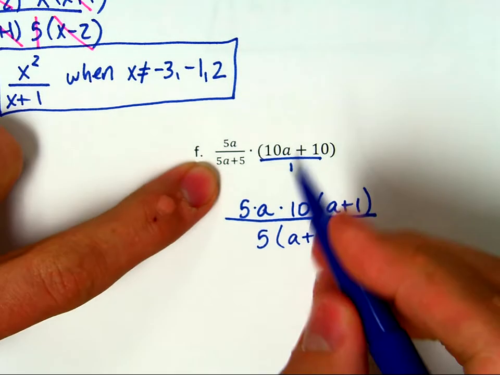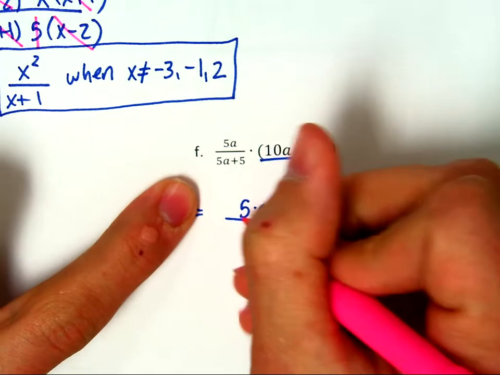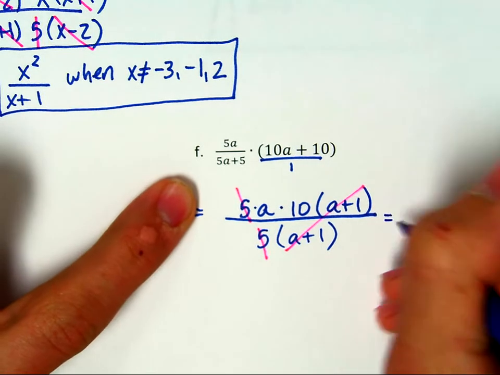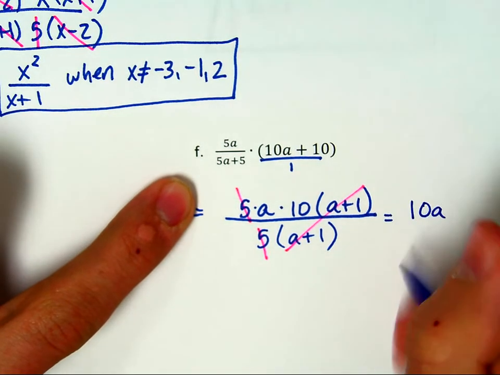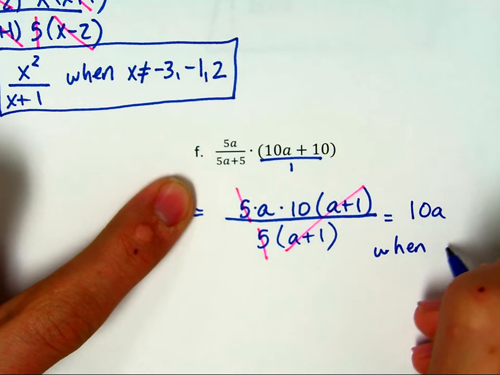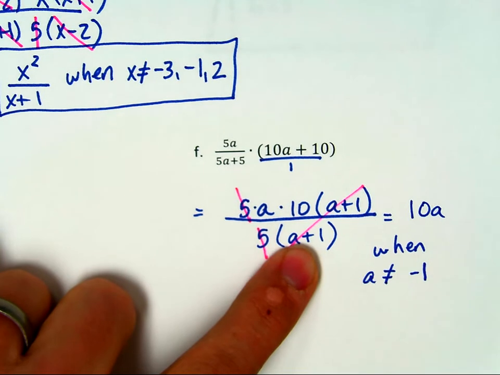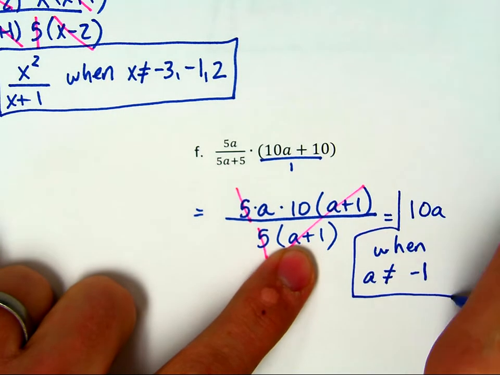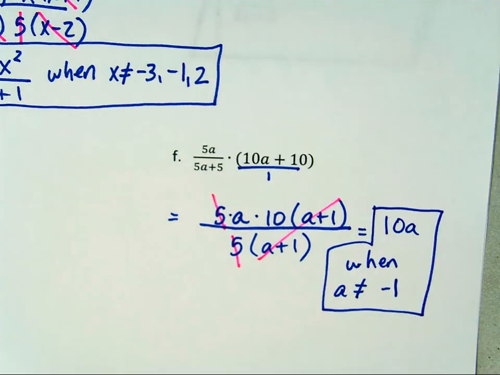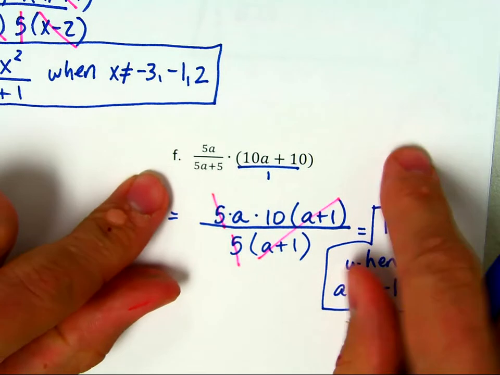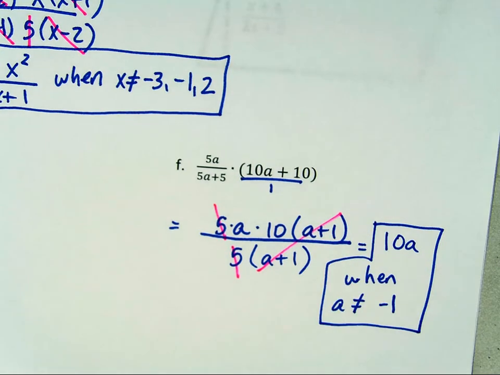So in this one, the 5's are going to cancel, and the a plus 1's are going to cancel. So we are left with 10a when a does not equal negative 1. Okay. All right, so that's multiplying. Make one big fraction bar, factor out all of your expressions, put them on a single line, cancel out your common factors.